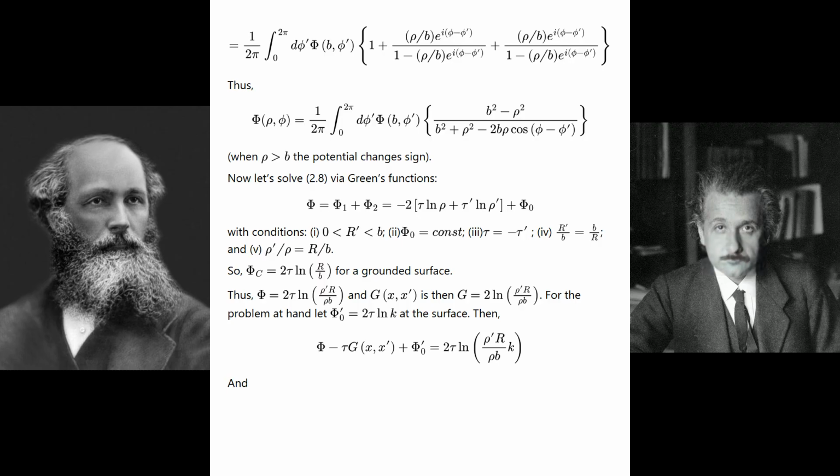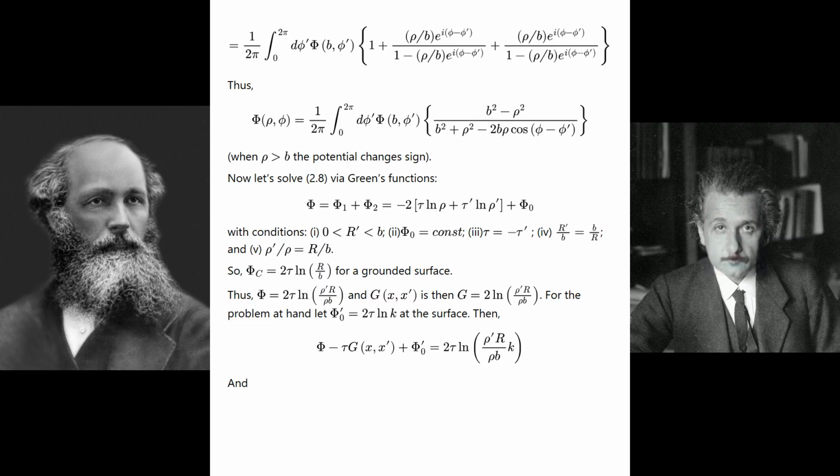Now let's solve 2.8 via Green's functions, see the equation. With conditions: 1, 0 is less than r prime is less than b; 2, phi sub 0 equals constant; 3, tau equals negative tau prime; 4, r prime over b equals b over r, and rho prime divided by rho equals r divided by b.